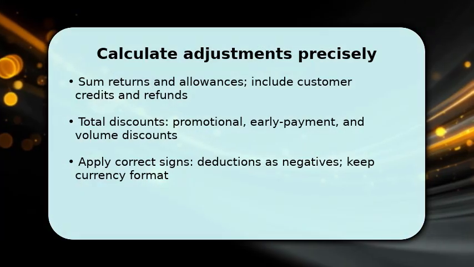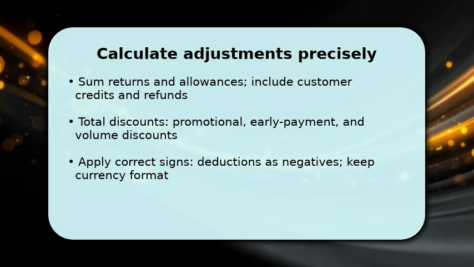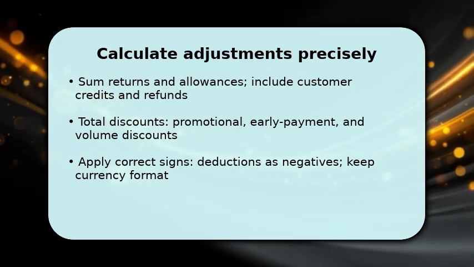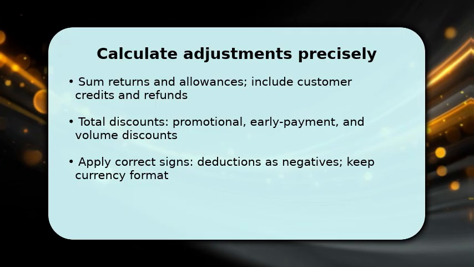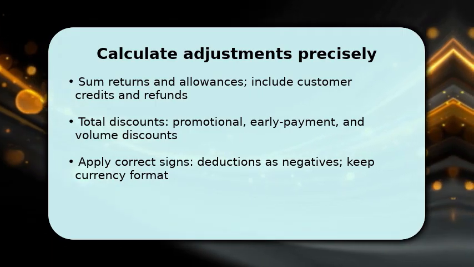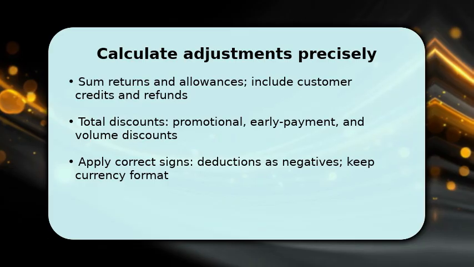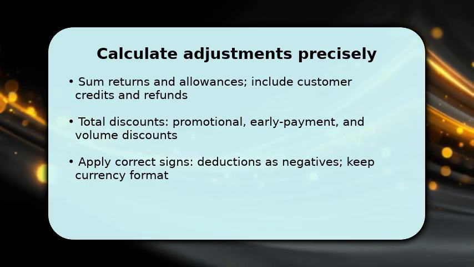Now calculate each deduction against gross sales. Add up returns and allowances first, then total all discounts such as promotions and early payment credits. You do this because net sales reflect what customers actually paid, not list prices.